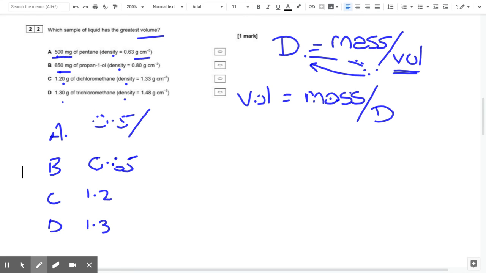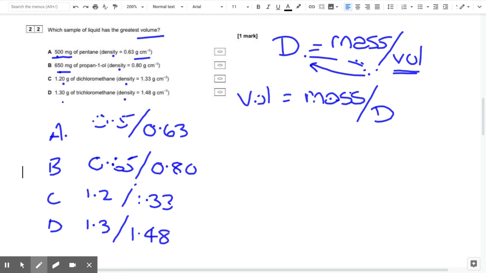If we divide by each of the densities then, in A it's 0.63, in B it was 0.80, C 1.33, and then for D it was 1.48. So now we've got those values. If you basically put those into a calculator, A and B you can see are less than 1, whereas C and D are both values larger than 1.